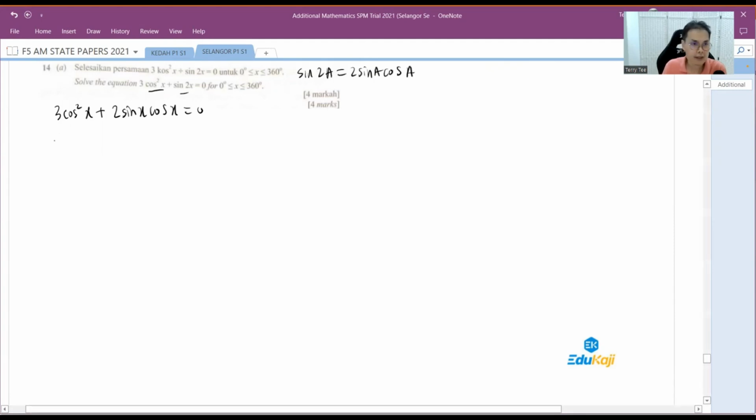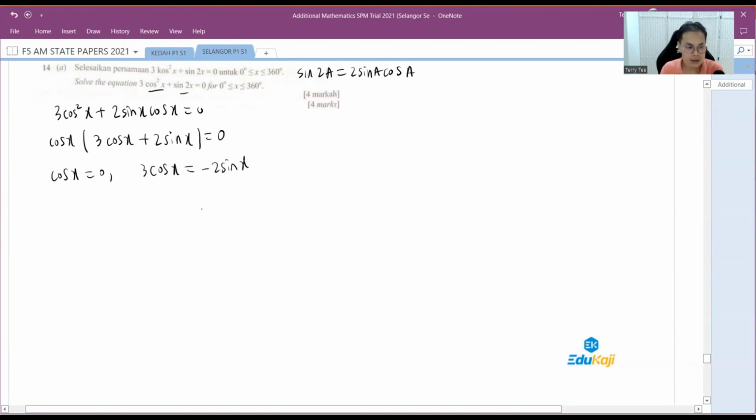Well, I have a common factor here. My common factor is cos x. So when you take out the cos x from the cos square, you're left with 3 cos x, and this is plus 2 sine x. The result is 0. Now we take cos x and let it be 0, and take the second one, 3 cos x equals, bring this over, minus 2 sine x.